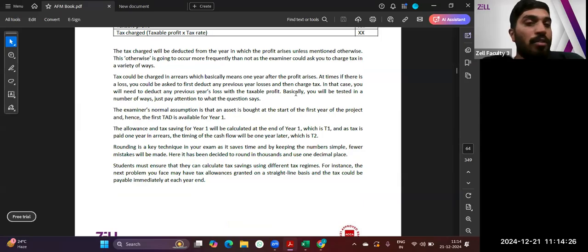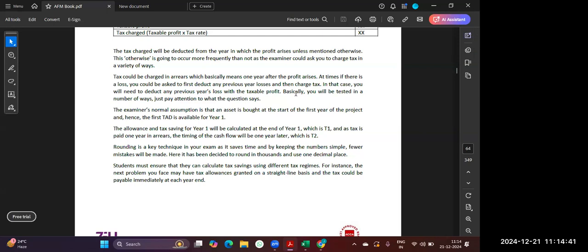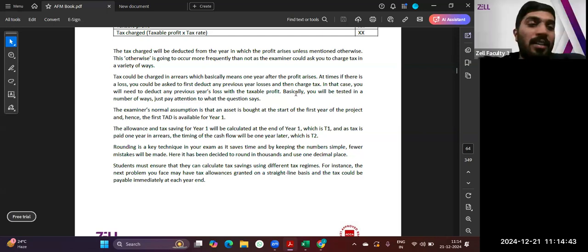We'll go to the tax working in detail when we solve the question. I'll tell you how to calculate depreciation and all. But there's one thing to remember. Tax can be paid in the same year or in arrears. What do you mean by arrears? Next year. Current year tax to be paid in the next year. That means year one tax to be paid in year two. So you need to be very careful when the question says whether it's in arrears or in advance. Clear?